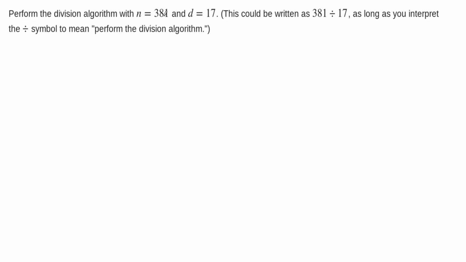In this example, we're asked to perform the division algorithm on these two numbers, so 381 and 17, where 17 is given as the divisor. Now, I wrote it this way because I didn't want to use this symbol, but our book uses this symbol for basically applying the division algorithm.